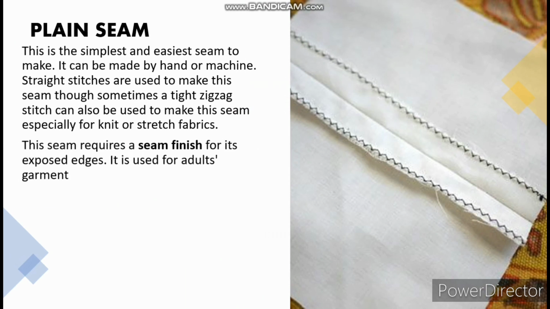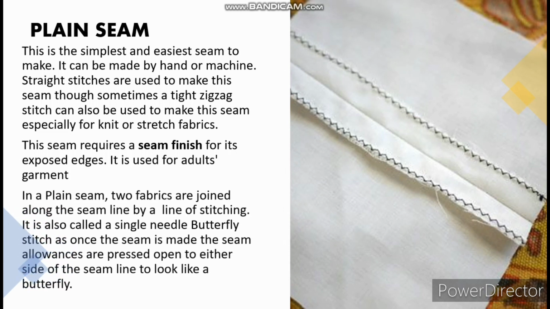This seam requires a seam finish for its exposed edges. It is used for adult garments. You can see from the picture there, at the end of it, there are exposed edges. In a plain seam, two fabrics are joined along the seam line by a line of stitches. It is also called a single needle butterfly stitch.